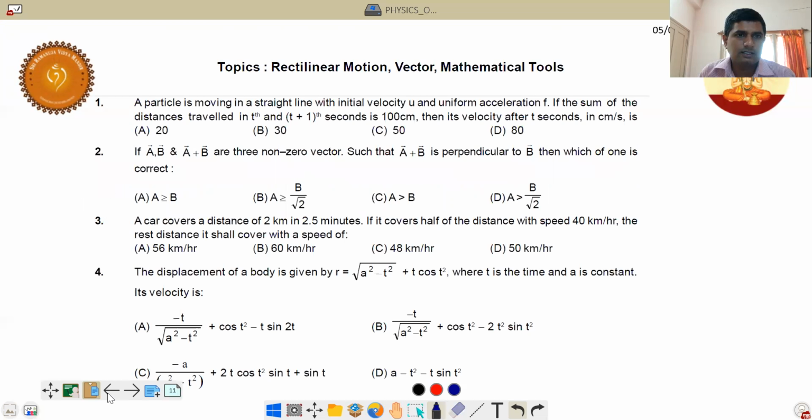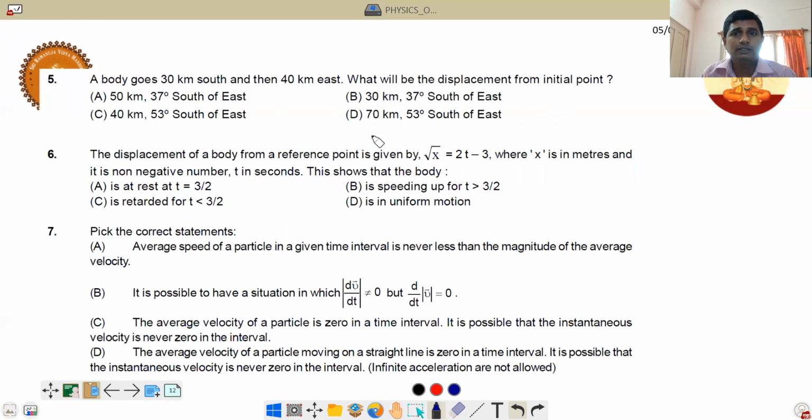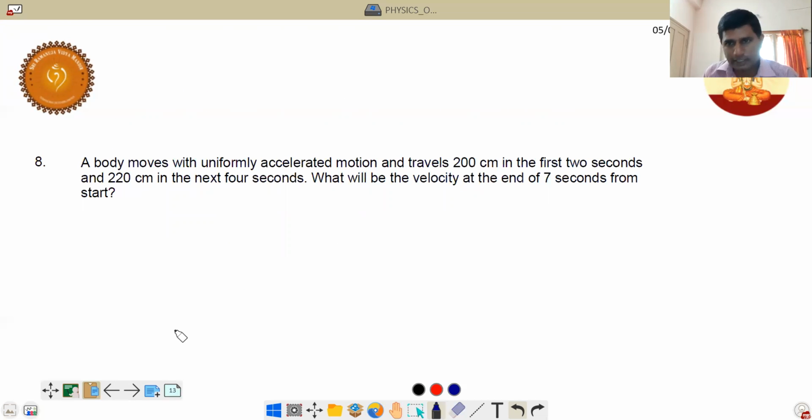First question, this is from kinematics. Vectors, this is also kinematics, and then this is what we call differentiation and integration. And then this one is basic vectors or kinematics. This is also kinematics, and the 7th question is kinematics. The eighth question is also kinematics. Okay, students, so I hope you'll study the definitions and solve these questions.